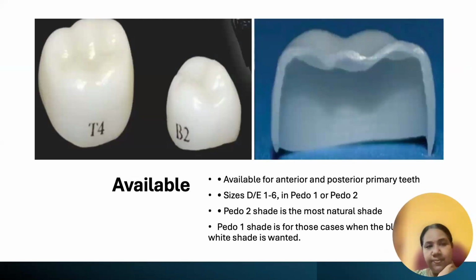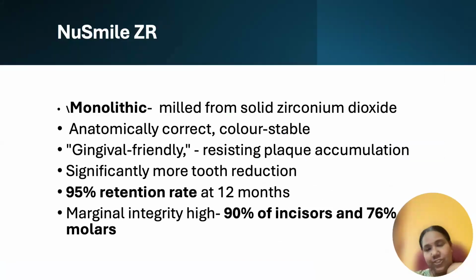These crowns, Kinder crowns, are available for both anterior and posterior teeth, from sizes 1 to 6, for both the primary first and second molars, and in Pedo shade 1 and shade 2. Shade 2 is a more natural shade, and Pedo 1 is a little whiter shade.